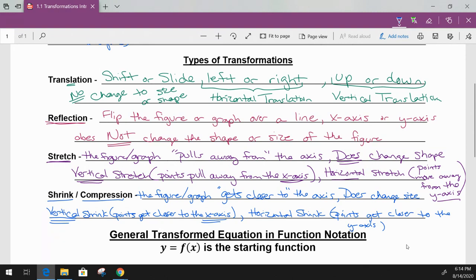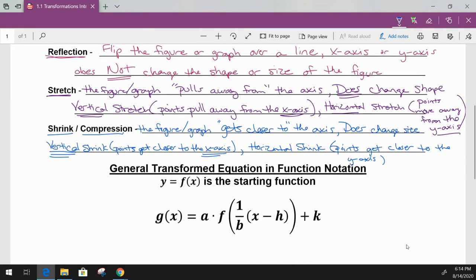All right, so the equation, when you're writing equations or playing around with these equations, there is what I call the general transformed equation. Again, this is in function notation, so the f represents whatever the starting function is. So y equals f of x. I've got this little note here that y equals f of x is your starting function. Now that could be a quadratic function, a square root function, absolute value function, lots of different types of functions.